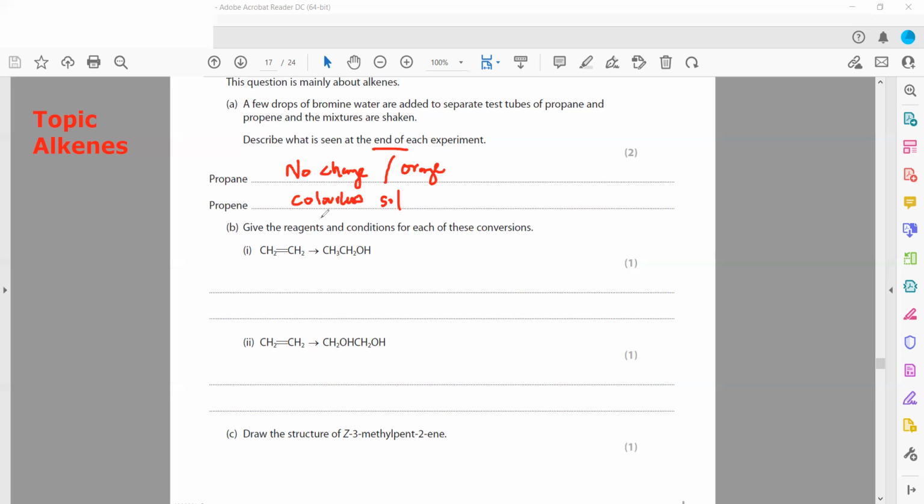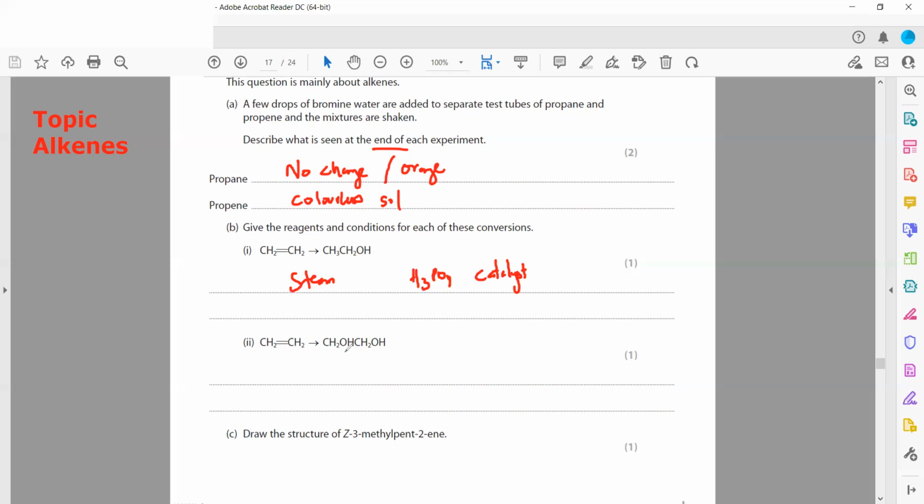Give the reagent and the condition for each of these conversions. If we want to convert alkene into alcohol, what reagent, what chemical do we need? We need water or steam. And what are the reaction conditions for conversion? We need phosphoric acid as a catalyst, and the temperature should be high. So H3PO4 should be a catalyst for this reaction.